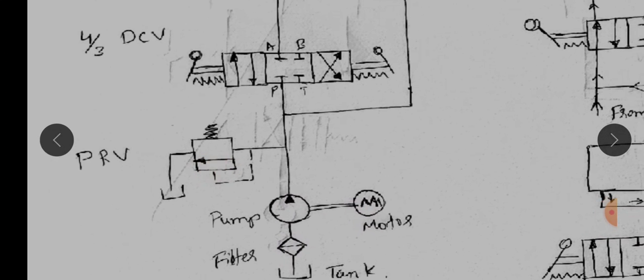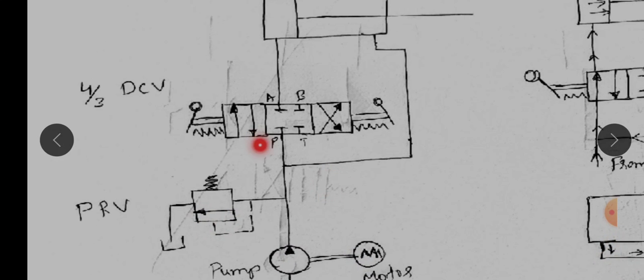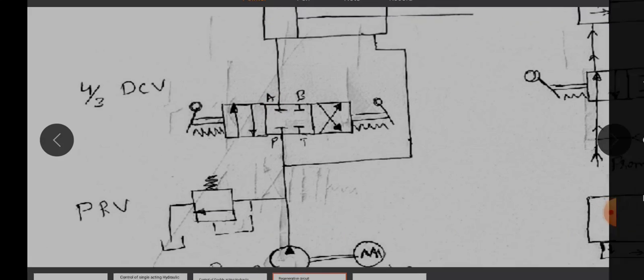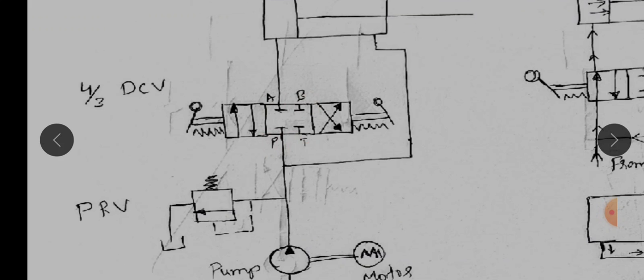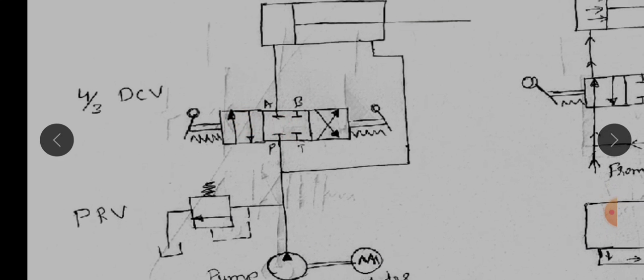This is the pressure relief valve, and this is the direction control. It is a 4x3 direction control valve. So why do we call it 4? Because it has 4 ports, 1 2 3 4, or you can say A B P T. There are 4 ports and 3 positions, first, second, third position, which are actuated by the hand lever.